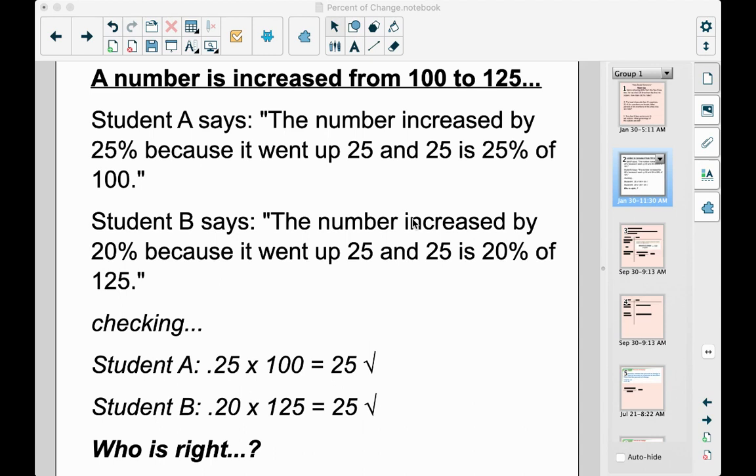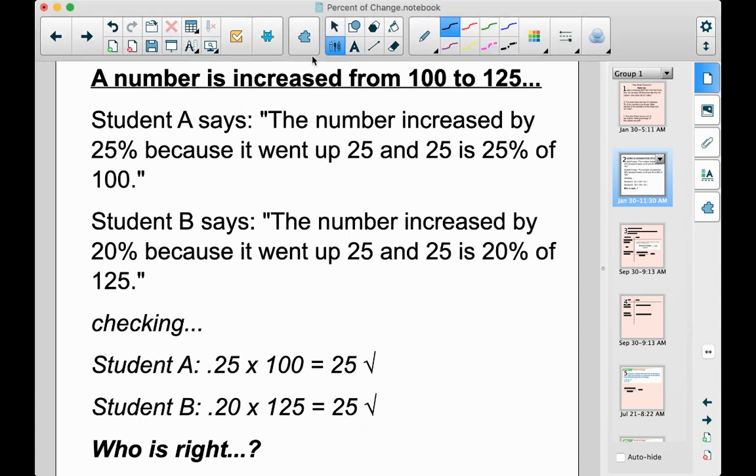All right, welcome back. The answer is student A. Student A is correct. This is a 25% increase. And the reason that it's a 25% increase instead of a 20% increase is because percent change is always a percent of the original amount. So it went up by 25, which is 25% of where it started, which is 100. So we're saying what percent of the original number, not the number we end up with, but the original number, it increased or decreased by.